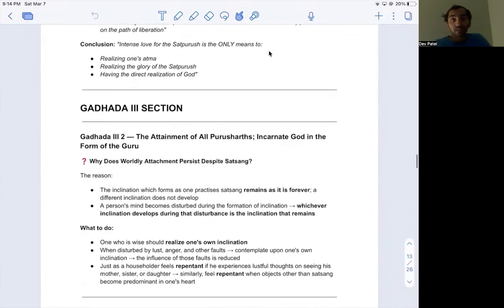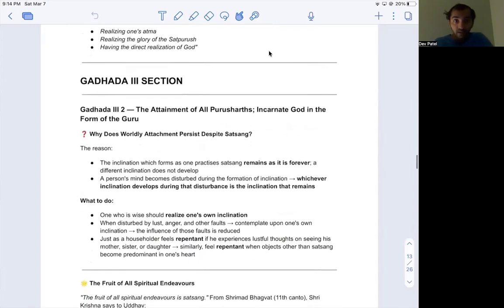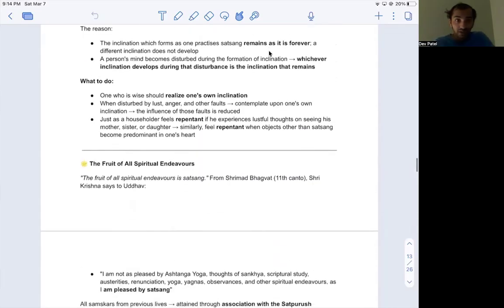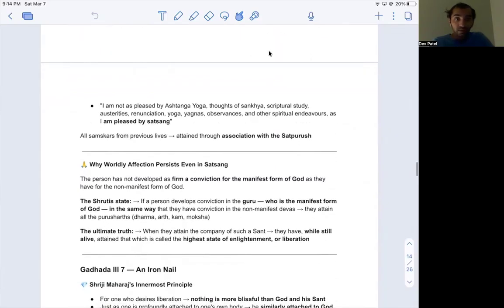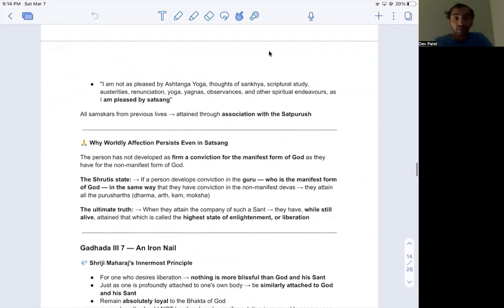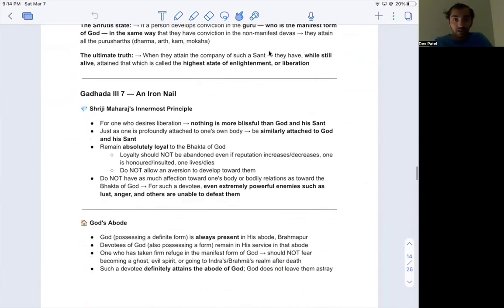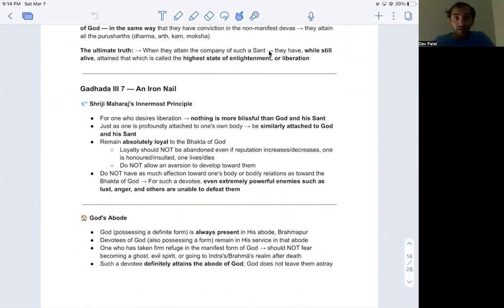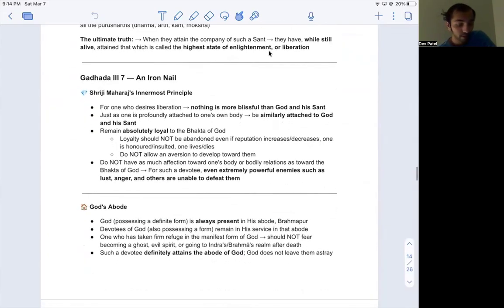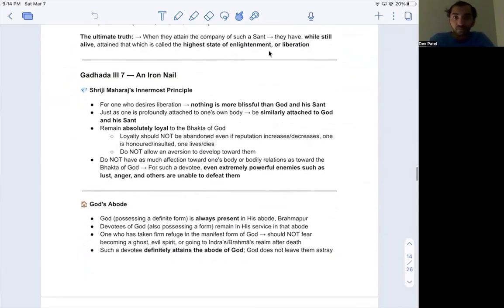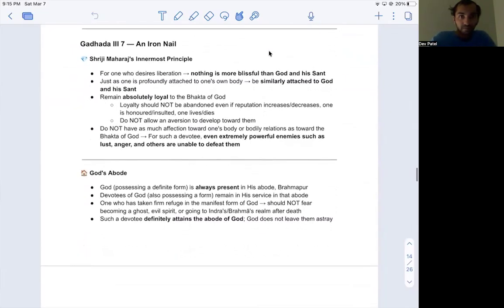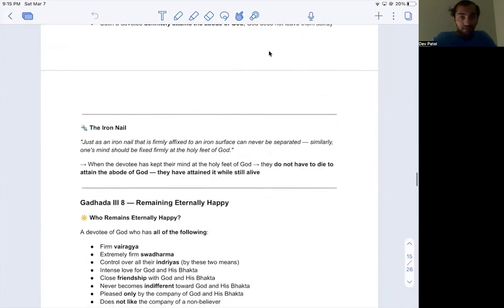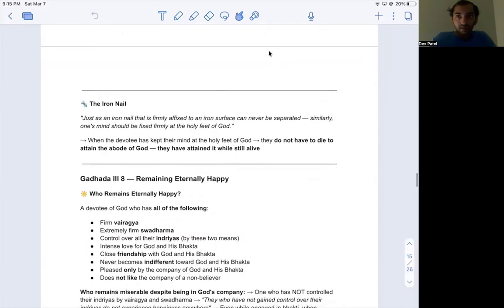Worldly attachment persists because of the inclination and disturbance during meditation. That is why worldly inclinations persist. Worldly affection persists because of not having firm affection and conviction in the manifest form of God. Like an iron nail fixated in the iron, it can in no way be pulled away or snatched from it. Nothing is more blissful than God, and one is firmly attached to God just as an iron nail is firmly affixed to an iron surface, and can never be separated or taken away.